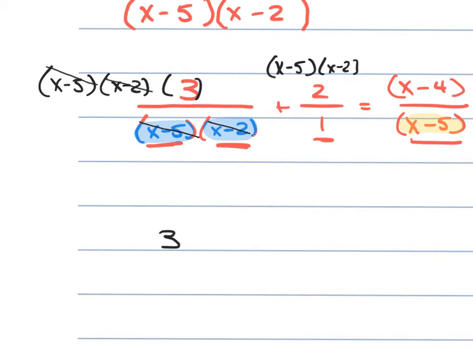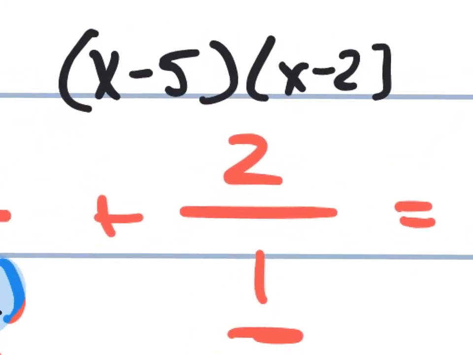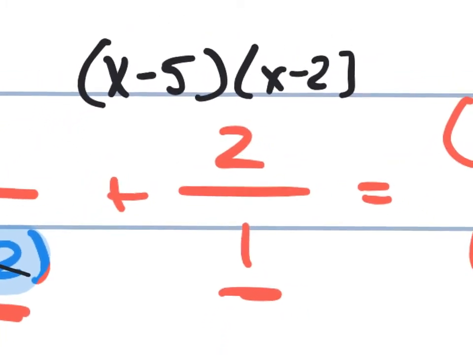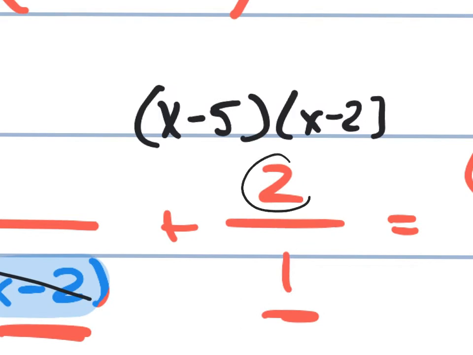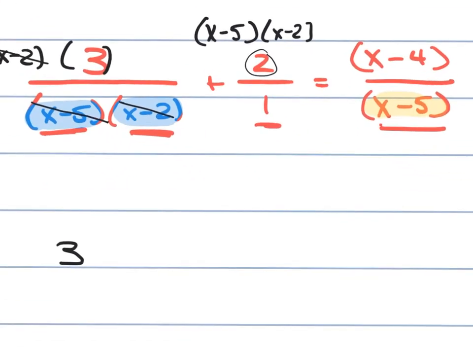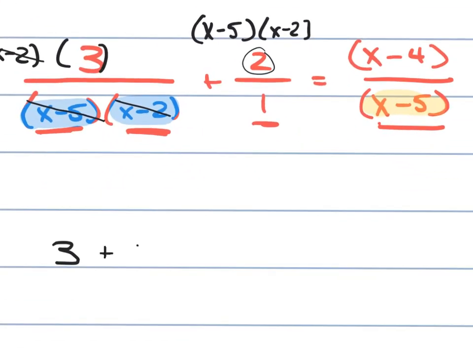Now, for the second one, is anything going to cancel? No. Here, nothing on top is going to cancel out with the things on the bottom. So we've got 2 times x minus 5 times x minus 2. So we've got 3 plus 2 times x minus 5, x minus 2.